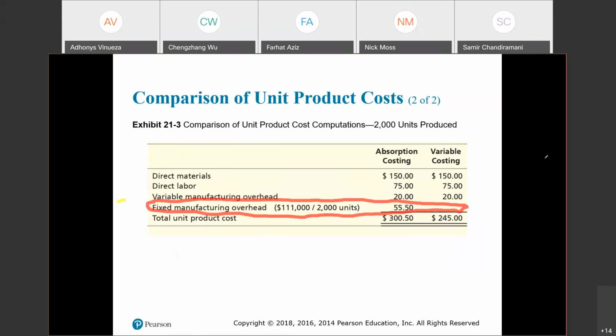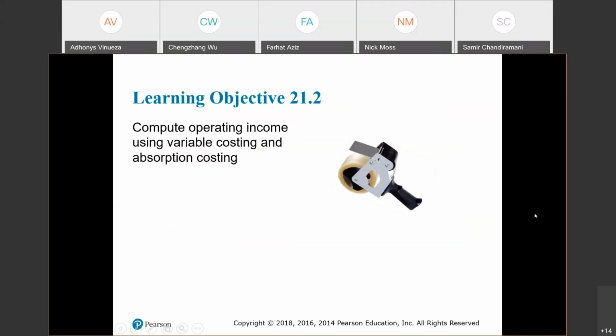Well, this is the primary difference between these two costing methods, absorption costing and variable costing. So next, let's see how to compute the operating income using variable costing and absorption costing.